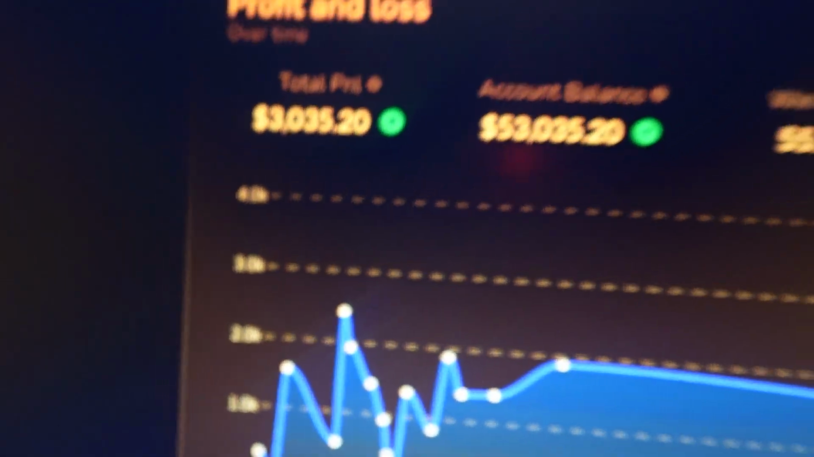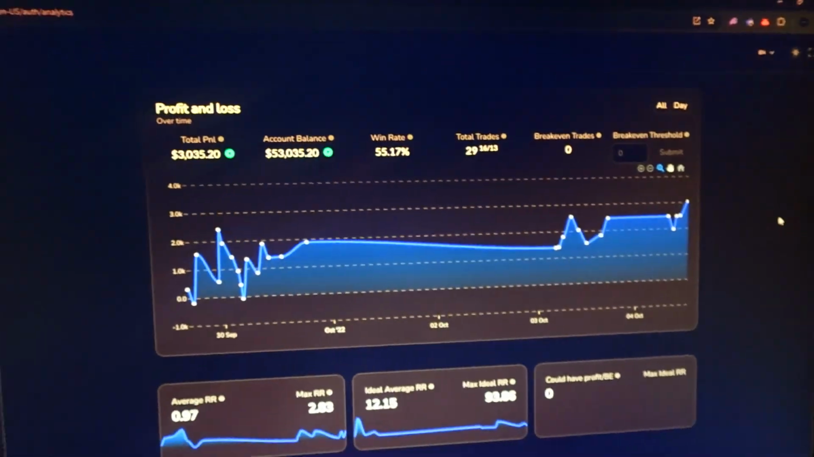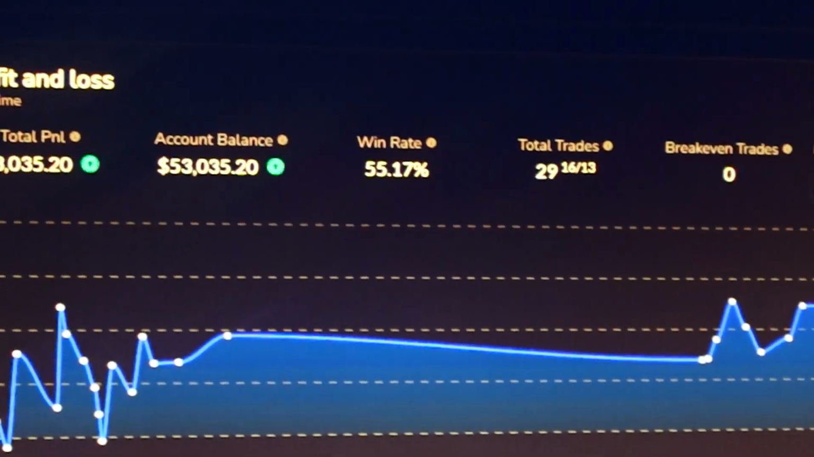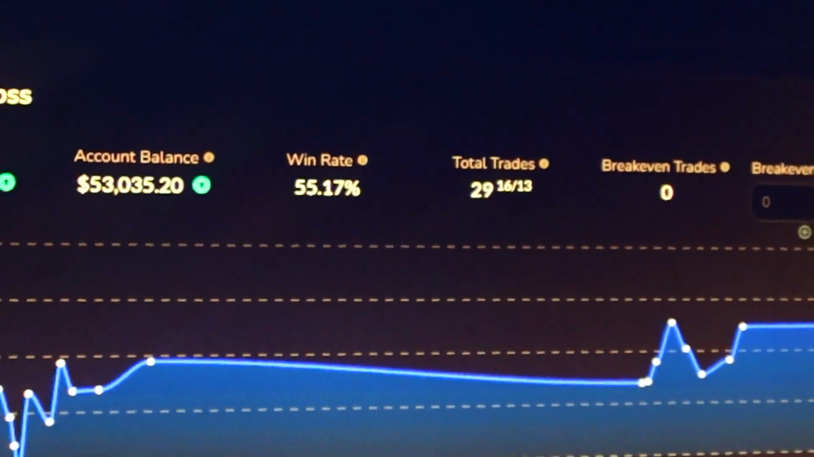Alright guys, here are the results. 3K. It's late, I know. I better go to sleep. Better wake up early for New York session. Yeah, 55% win rate, 29 trades, almost 30.